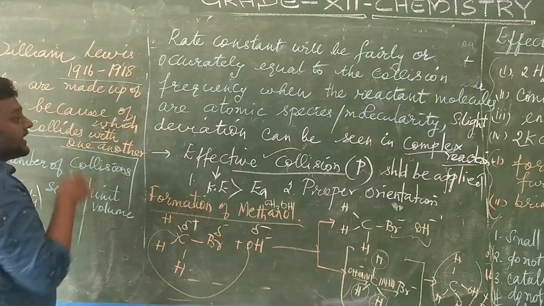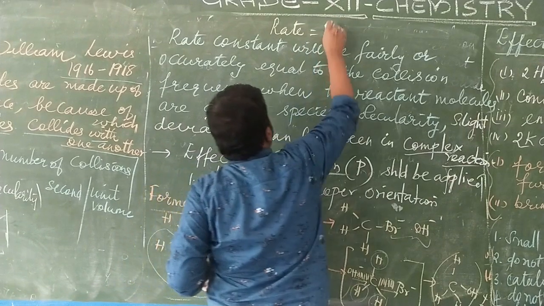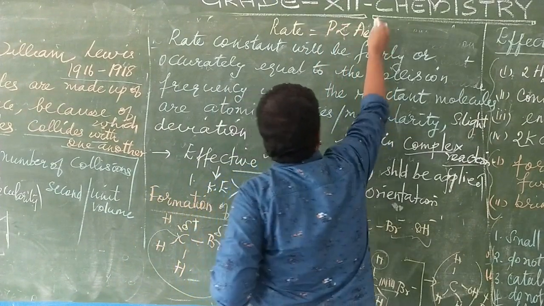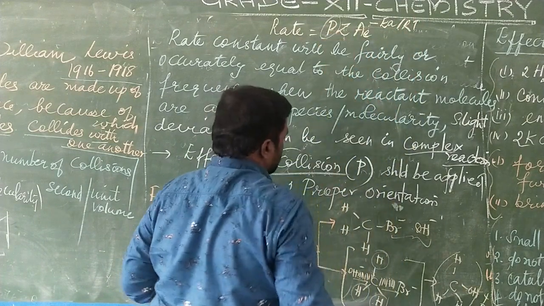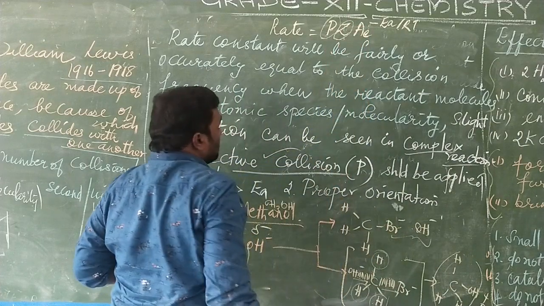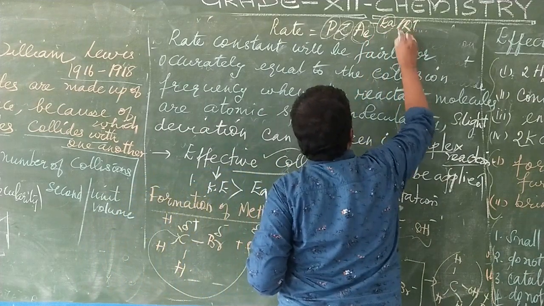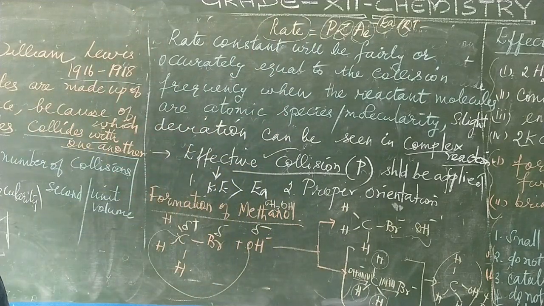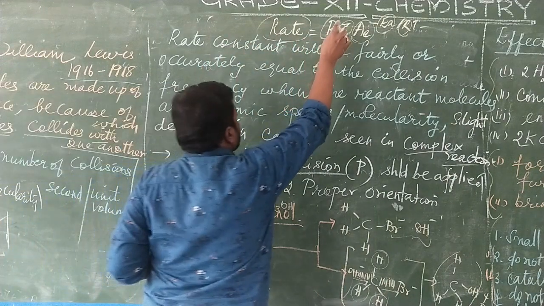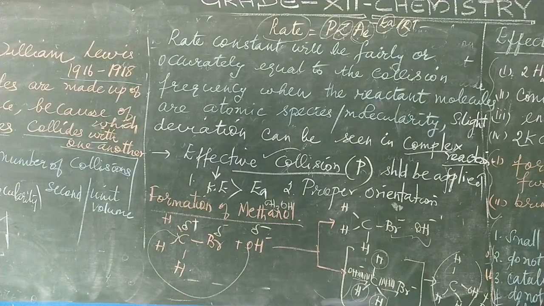Now here if we apply the Arrhenius equation, what will happen? Rate is equal to P into Z into AE minus EA by RT. This is the probable effective collision, this is the collision frequency, and this is the Arrhenius frequency factor, activation energy, gas constant, temperature. The rate of the chemical reaction depends on all these factors: probable effective collision, collision frequency, next the Arrhenius frequency factor or pre-exponential factor, activation energy, gas constant and temperature.